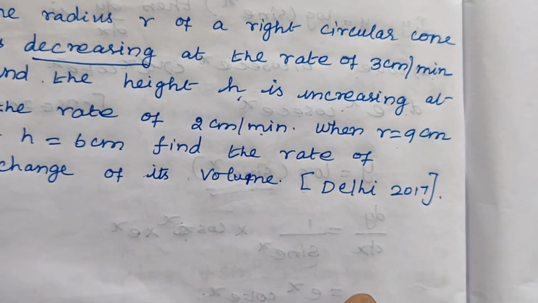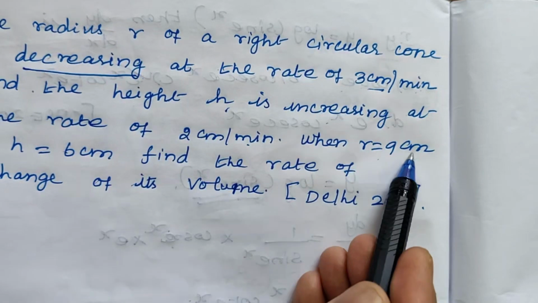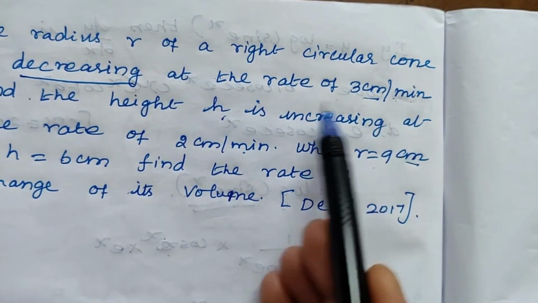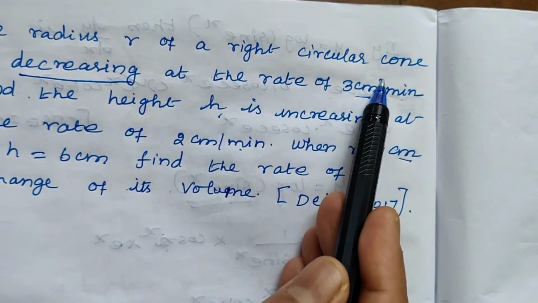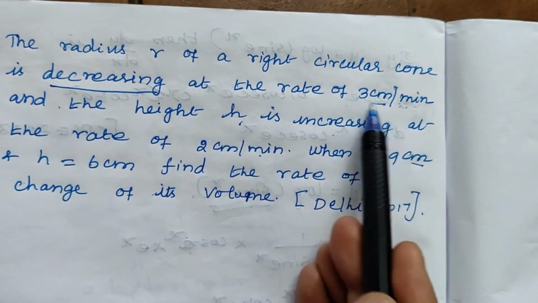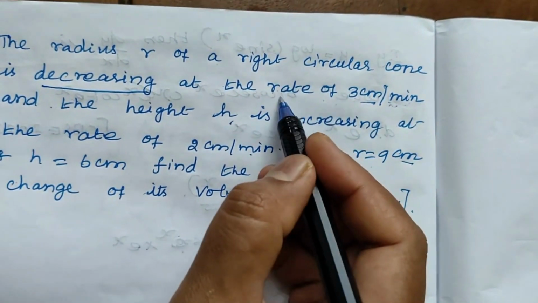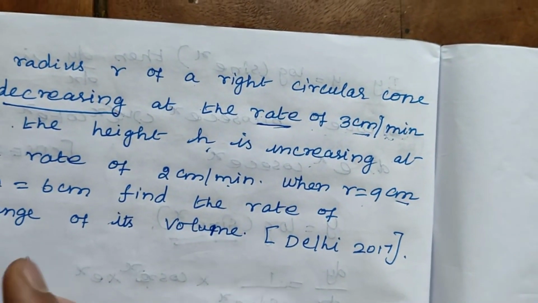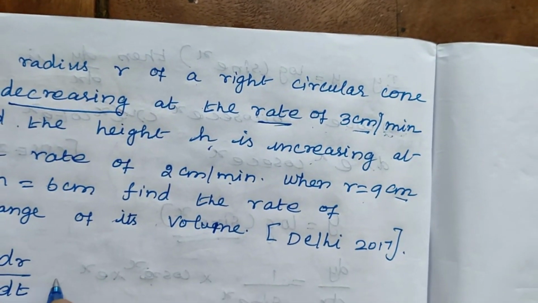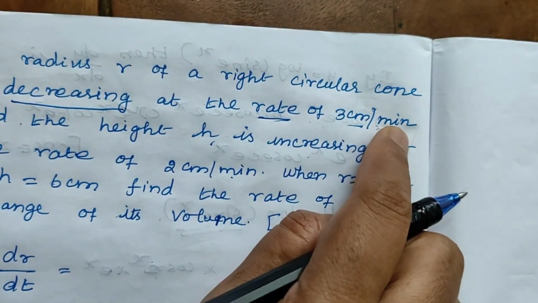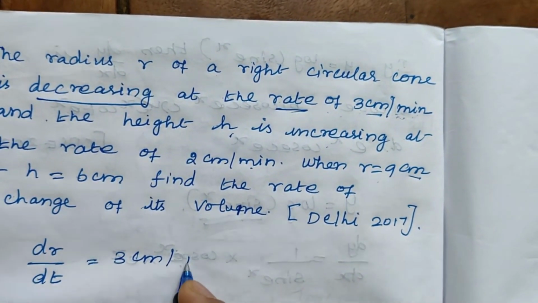First, on seeing this question, you have to check whether the unit is same. Unit is same. Here centimeter, and here centimeter per minute. So on seeing this, the rate, this is 3 centimeter per minute. So differentiation it is given. The radius r of a right circular cone is decreasing at the rate of. So what is given? Radius r. So dr by dt equal to, minute is given, therefore dr by dt it is equal to 3 centimeter per minute.